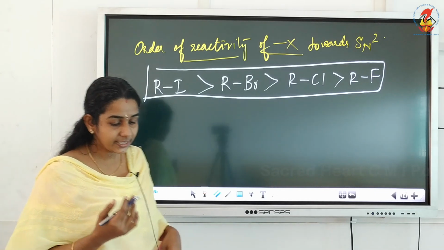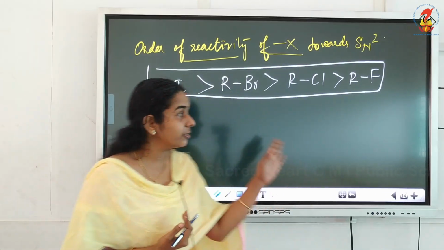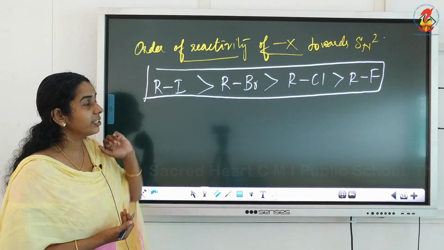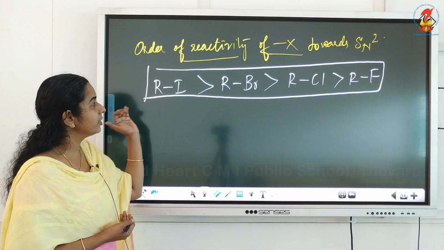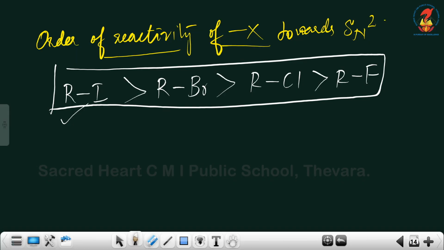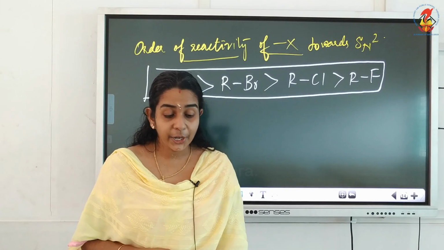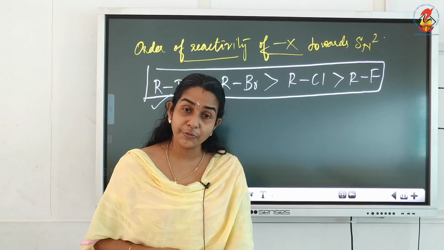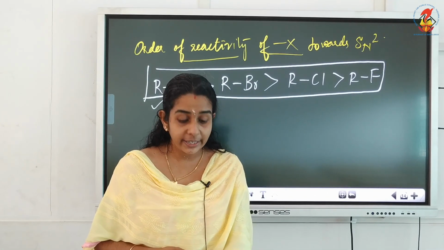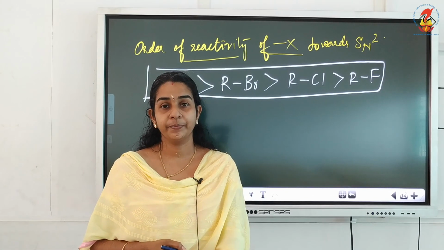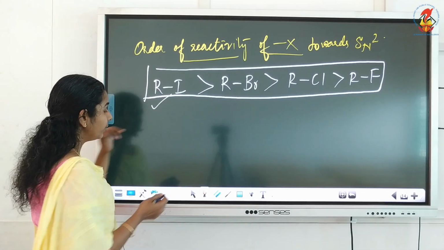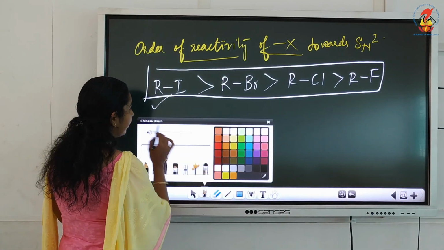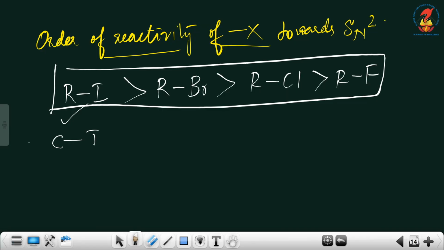So this is very important: the order of reactivity of halogen towards SN2. Alkyl iodides are more reactive. That is our next question. Alkyl iodides can undergo nucleophilic substitution reaction faster than chlorides and bromides. Why? The reason is, we know that in alkyl iodide, which halogen bond is present? C-I bond is present, isn't it?